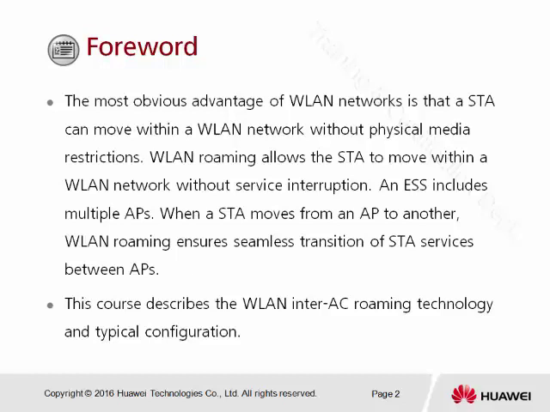Also, the ESS includes multiple APs to perform roaming. Why do we require roaming? Because some buildings have a very large space, so one AP might not be able to cover the entire room. In order to have full coverage for the same area, we require more APs. So the class describes the WLAN inter-AC roaming technology and some typical configuration. This is where we're going to start.